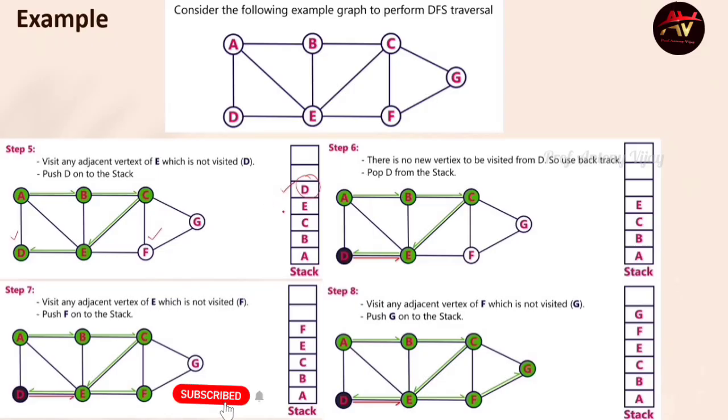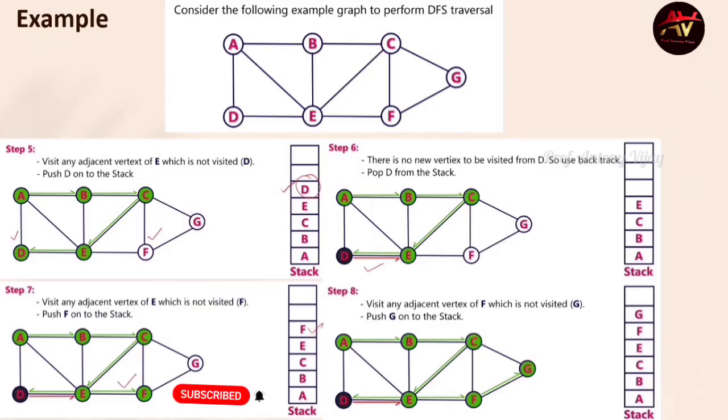When we are applying backtracking, at that time we have to pop the element from the stack. So here D is removed, and that's why we go back to E again. Because we are not visiting it again, it is dropped out. After E, once again we start the adjacent process. Here after E we have adjacent F, so after visiting F, we push it into the stack.